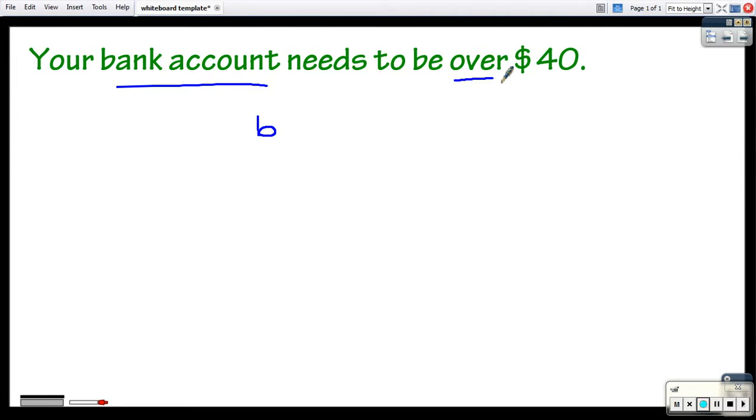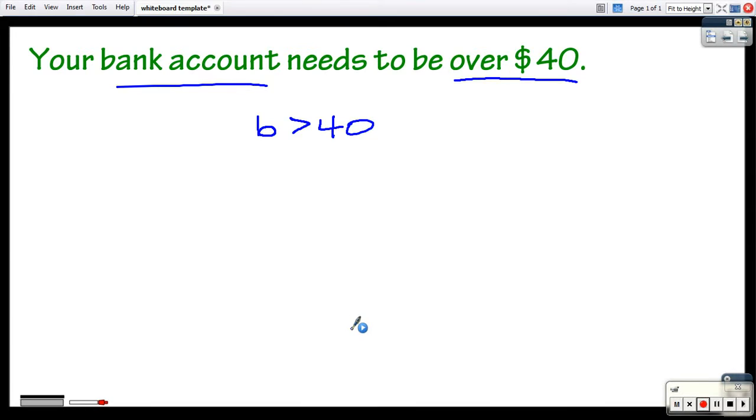And then our keyword here, over $40. Over meaning I can't just have exactly $40 in my bank account or anything less than that. It's got to be at least $40 and a penny, or $50, or $100, or $1,000,000. But as long as I'm over $40. So for that particular sentence, what I want to do is translate that to be greater than $40. All right, so now we've gone from our sentence in English to a mathematical statement.